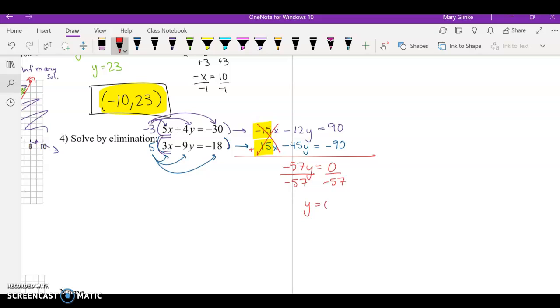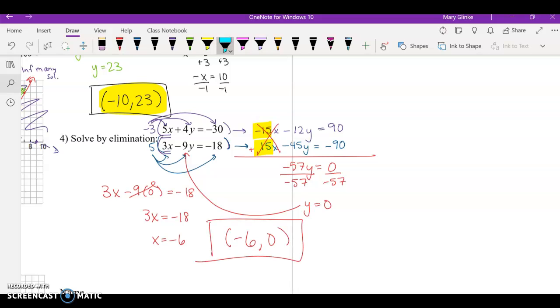So I go ahead and divide by negative 57, and I get y equals 0. Be careful with this one because y actually equals 0. It's not a no solution case here. Once you get y, you can go back to either one of your original equations and plug in whatever y value you got and solve for x. So when we do that, we get x equals negative 6. So our solution for this one would be negative 6, comma 0.